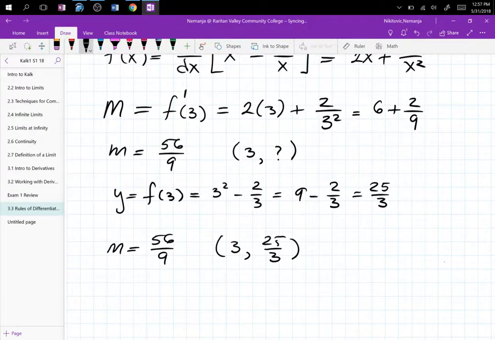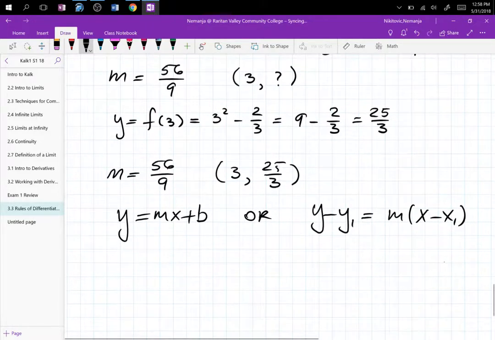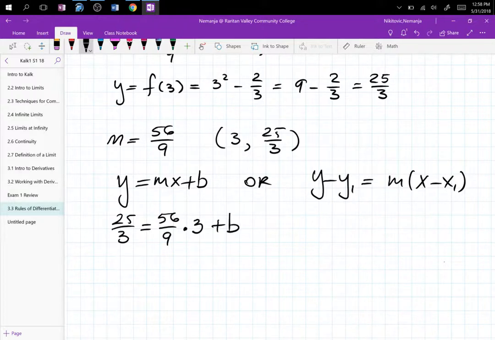So now you can use either y equal mx plus b, because you have x, y, and m, and find b, or you can use y minus y1 is equal to m times x minus x1. In general, I use the one on the left. I could use the one on the right too. It's just more writing. So my y is 25 over 3. My m is 56 over 9, and then that's times 3 plus b.